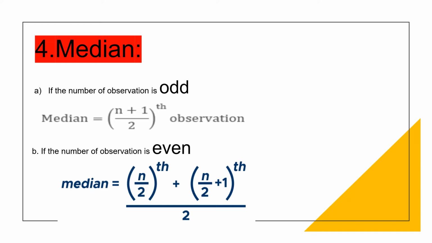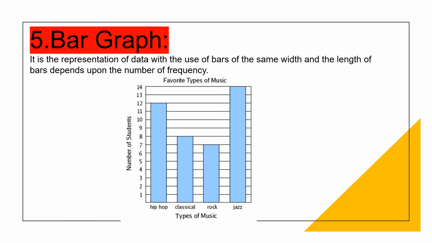Fourth, median. If the number of observations is odd, means n is equal to odd, then median is equal to the (n plus 1) divided by 2 observation. But if n is even, then median is equal to the average of the n by 2 and n by 2 plus 1 terms, divided by 2. Fifth, bar graph.